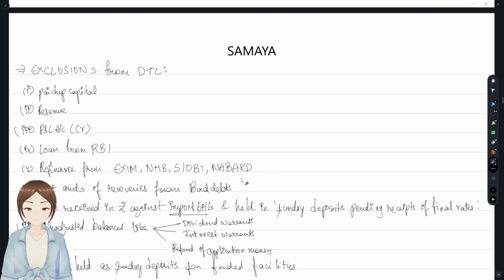Remember it as that, they do not test so in depth. Part amounts of recoveries from bad debts. You have to make a note of it. This is something really important. Part amount recoveries from bad debts.